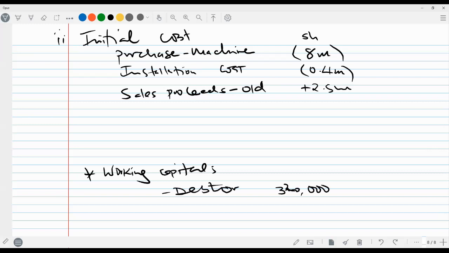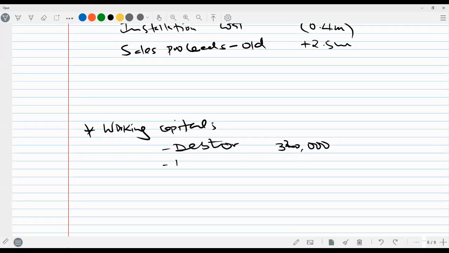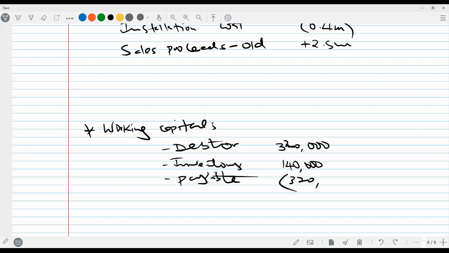Then we have inventory. The company also needs to invest towards an increase in the inventory. You'll be told the inventory investment is going to increase by 140 million. Then also payables will increase. So payables are going to increase. So it's a negative 320,000. Sorry, it's 300,000. So 300,000. Okay, and that is it.